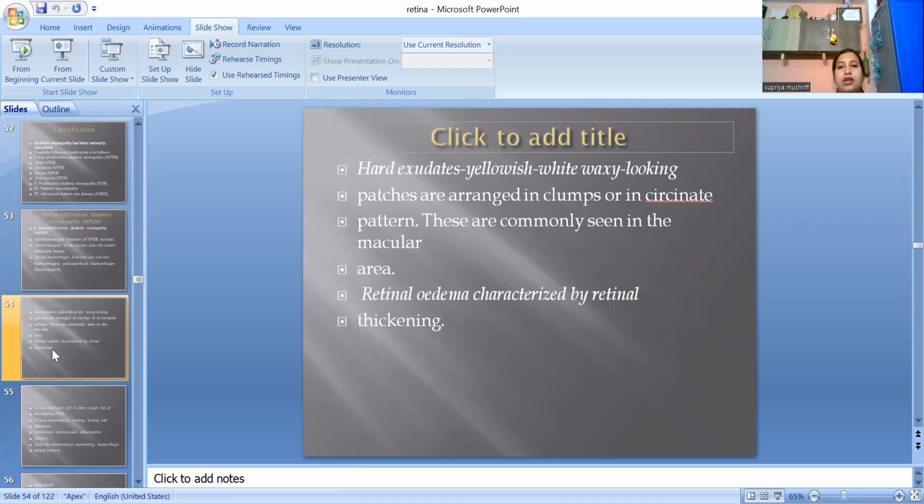Now the hard exudates, yellowish white waxy looking patches, are arranged in clumps or in a circinate pattern. These are most commonly seen in the macular area, and this is known to cause diabetic macular edema. Retinal edema is characterized by retinal thickening.